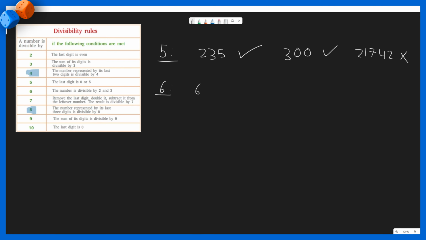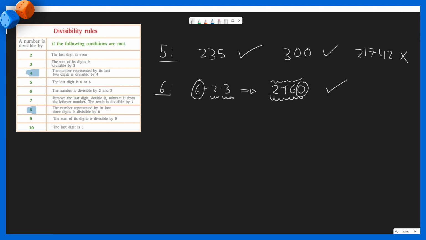You all know that 6 is equal to 2 times 3. So if we want to know if a number is divisible by 6, we must just check if it's divisible by 2 and divisible by 3. And that would mean that the number ends with an even number and the sum of all the digits is divisible by 3. Let's see it with an example. 2160 ends with an even number and the sum of all the digits, 2 plus 1 plus 6, is 9. So it is divisible by 6.